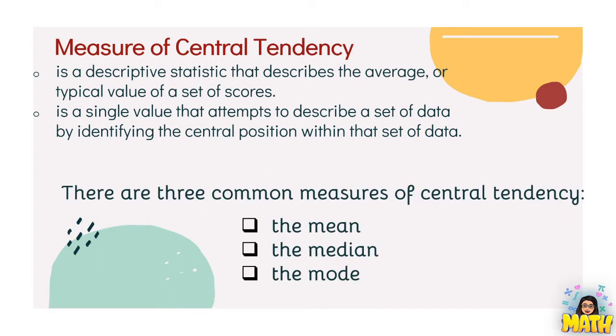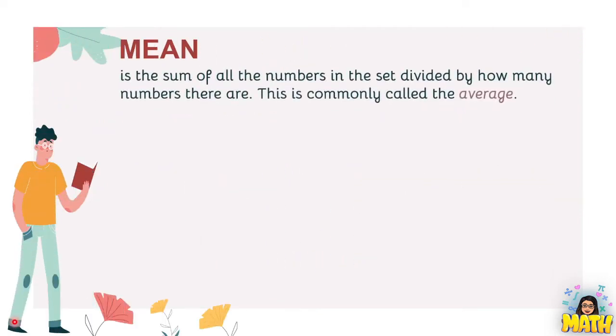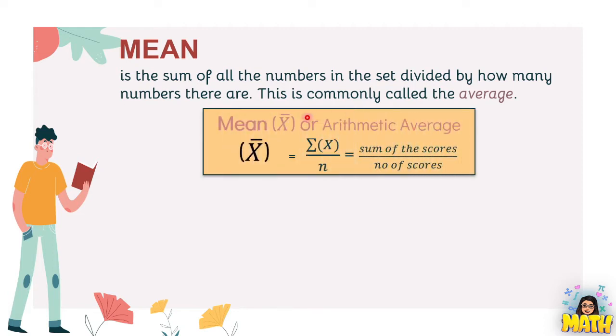We have three common measures for central tendency. We have the mean, median, and the mode. First, let's have the mean. This is the sum of all the numbers in the set divided by how many numbers there are. And this is commonly called the average. The symbol for the mean is X bar, and sometimes we can also call it arithmetic average.